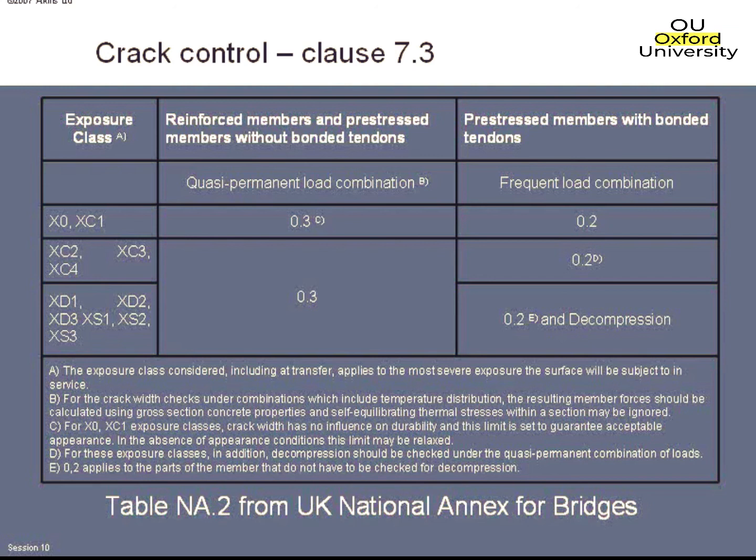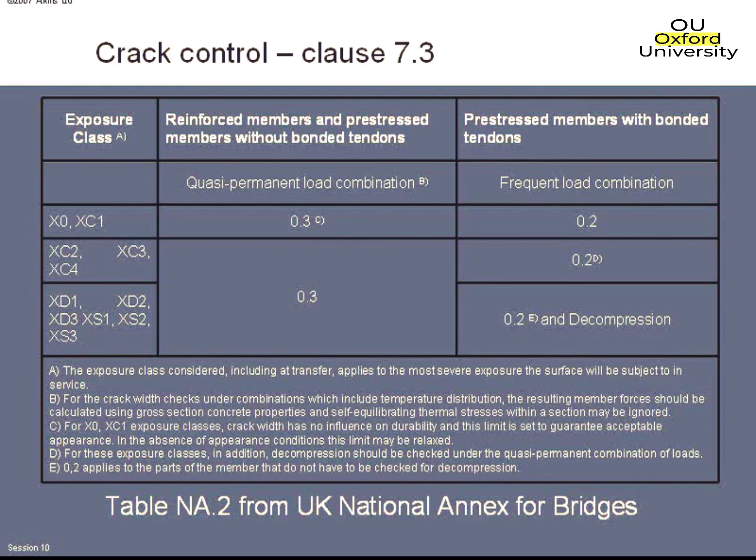So as we come down the table to more onerous conditions, we have more onerous requirements. So if we have XC3, for example, which might be a bridge deck under waterproofing, then we only have to check that our crack widths under the frequent load combination are less than 0.2 millimeters. But we also have to check this little superscript D is also saying that as well as checking crack widths, we must check decompression under the quasi-permanent combination.